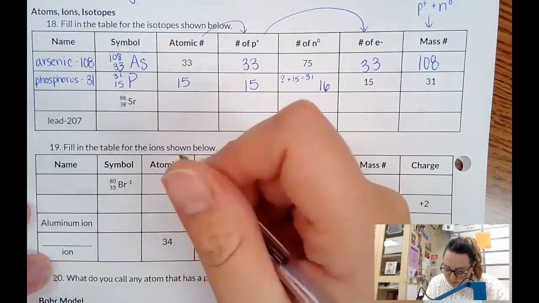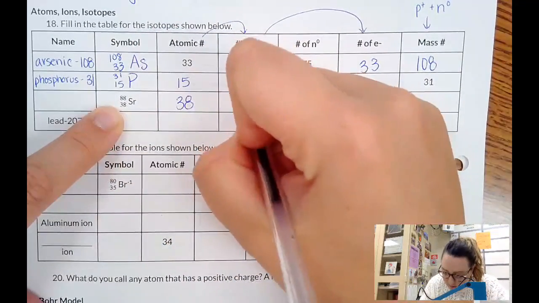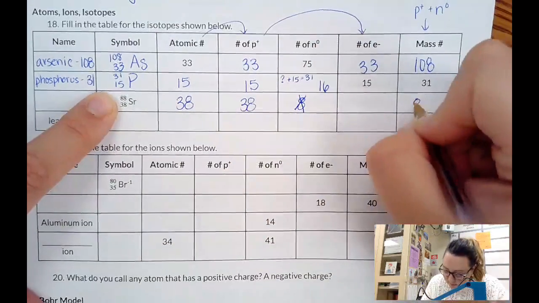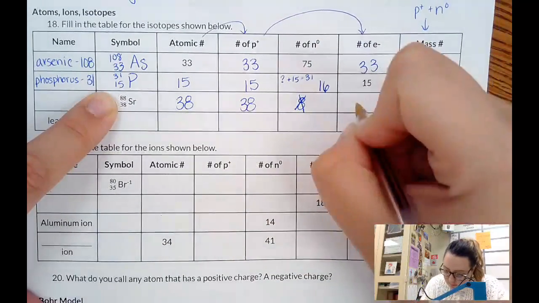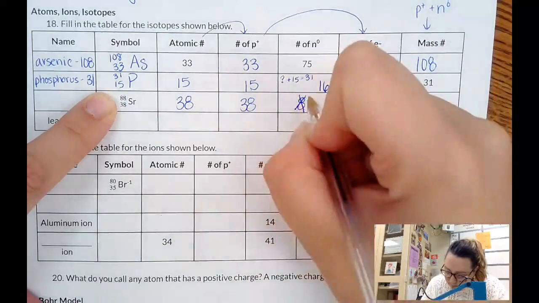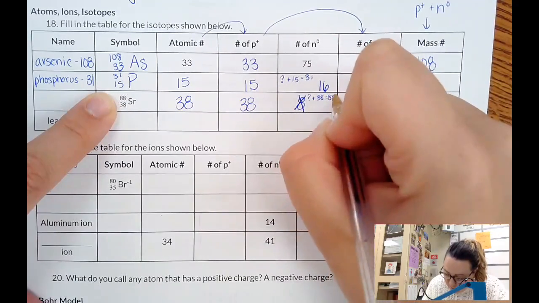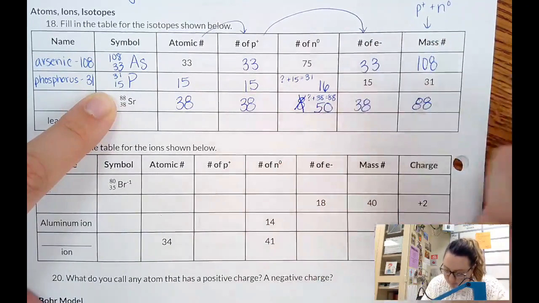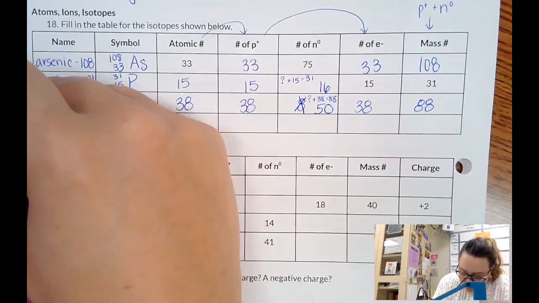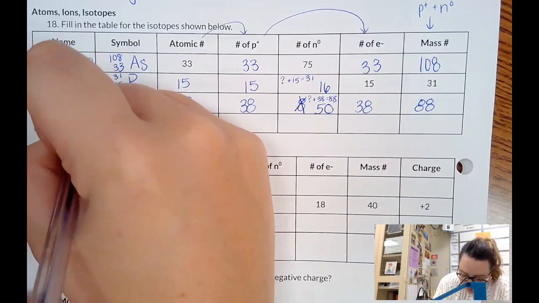All right, next up, atomic number 38. Protons 38. Neutrons 88. Oh, no, that's the mass. If there's 38 positives, there's 38 negatives. And now I gotta think, what plus 38 equals 88? That is 50 neutrons. Sr is strontium, and this is isotope 88.